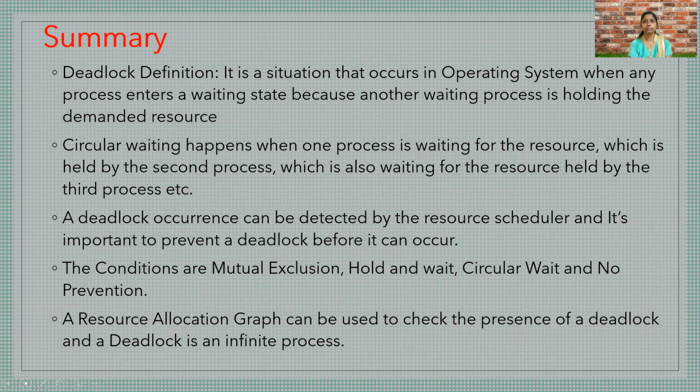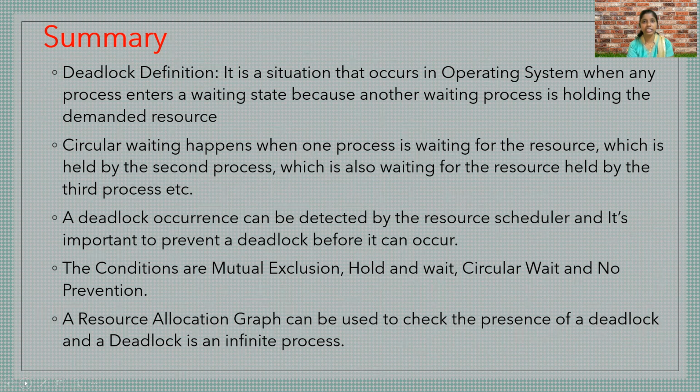Deadlock occurrences can be detected, and detection is one deadlock management technique. We've seen 4 deadlock management techniques, namely deadlock prevention, deadlock avoidance, deadlock detection, and deadlock recovery. We've also seen there are 4 necessary and sufficient conditions for deadlocks: mutual exclusion, circular wait, hold and wait, and no preemption. All these 4 conditions should simultaneously occur in order for a system to enter a deadlock state.